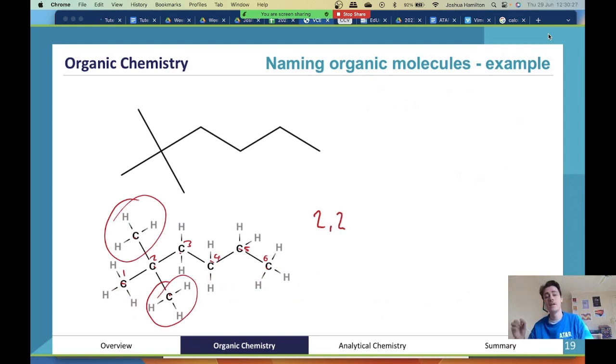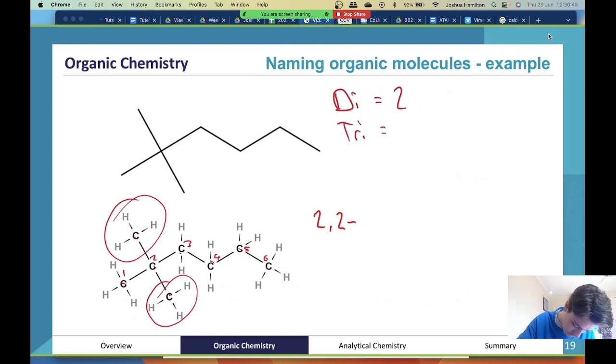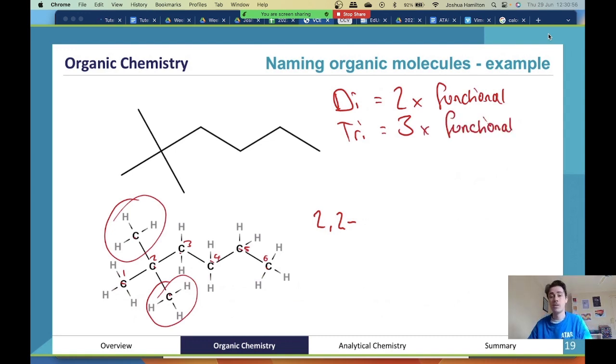When you have numbers, commas go between them. When you have a number to a letter or a letter to a number, it's a dash. So now I'm going to do a dash. The two I want you to remember are di and tri. Di equals 2, tri equals 3. What does that mean? It means 2 times a functional group, or 3 times a functional group. So dimethyl in this case.